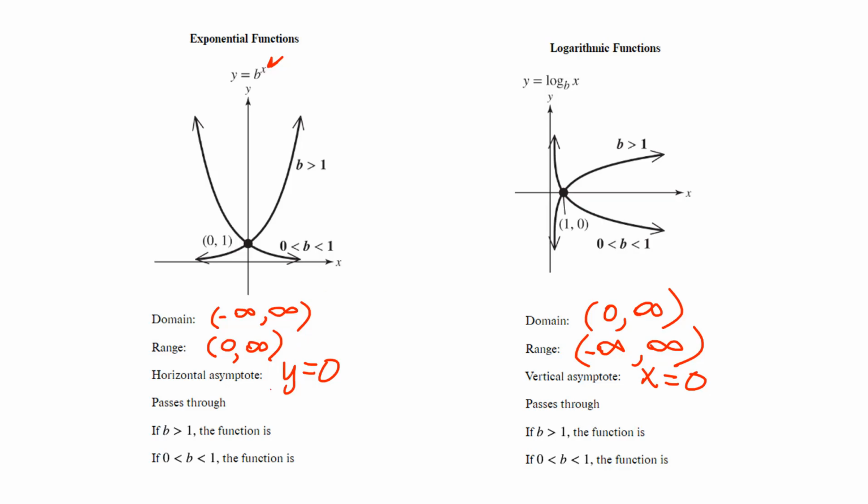For the exponential function, your function passes through the point (0, 1), because you're putting 0 on your base as an exponent, which gives you 1. So the point (0, 1) is on your exponential function. But for your logarithmic function, that point is (1, 0). It flips around. For your exponential function, if your base is greater than 1, that's an increasing function. And that's true for the logarithmic function as well.